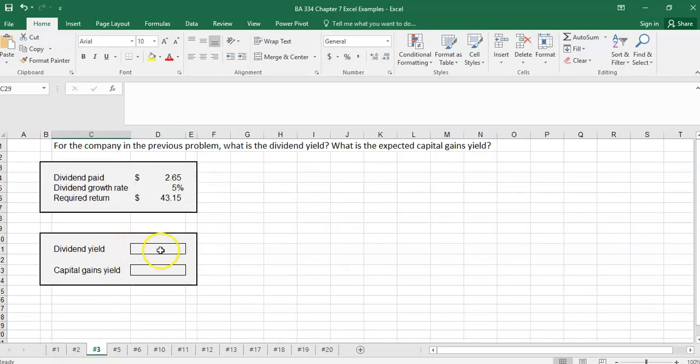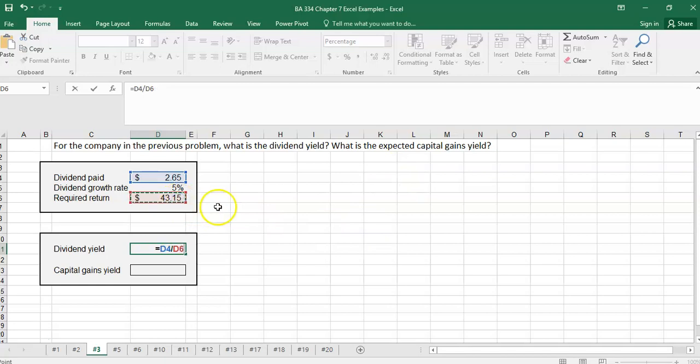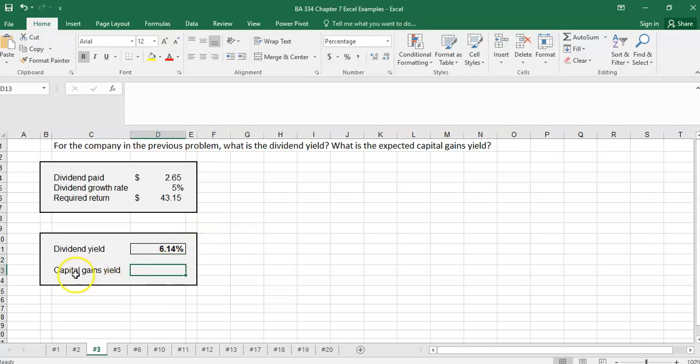In our next example, we're looking for the dividend yield and the capital gains yield. So the dividend yield is the dividend paid divided by the required return. So our dividend yield is 6.14%. The capital gains yield is the same as the dividend growth rate. So that just equals the dividend growth rate.